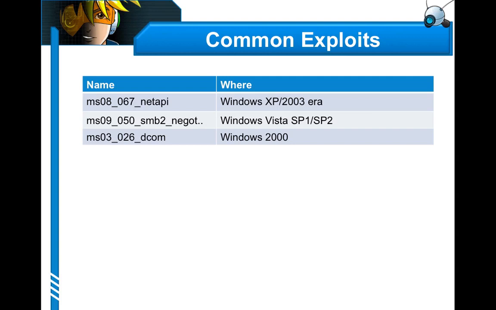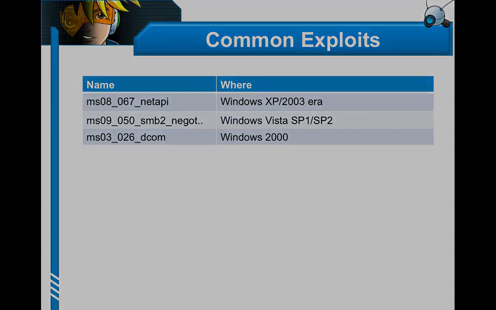MS09-050 SMB2. This is a Windows Vista exploit. Works against Service Pack 1, Service Pack 2. There's also MS03-026 DCOM, good against Windows 2000 era boxes. It's strange in 2012 to be mentioning that, but strangely enough, particularly in networks with industrial control systems, Windows 2000 is still out there, lurking, waiting for you to find it and send it a bouquet of MS03-026 DCOM.